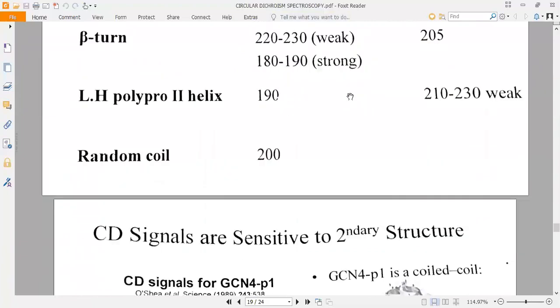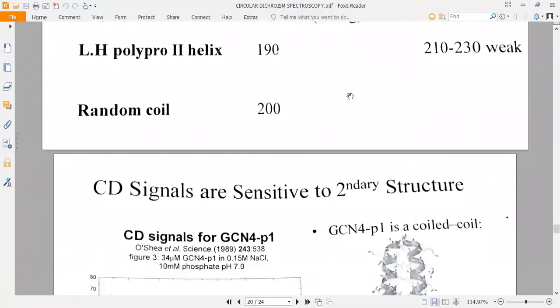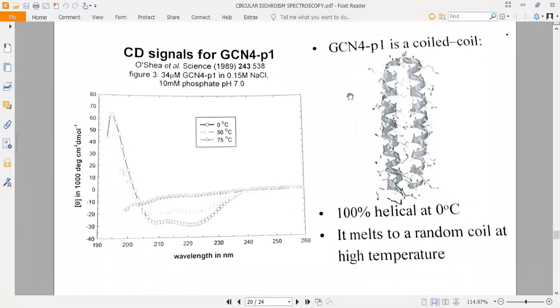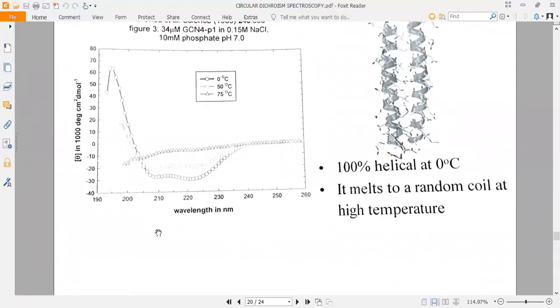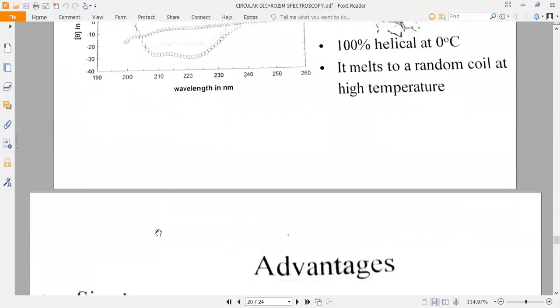किस तरह का सिग्नल मिलता है, ये कुछ एग्जांपल्स आपको दिखाए हैं. Coiled coil है, 100% helical at 0 degrees centigrade. It melts to a random coil at high temperature. और ये डिफरेंट है, किस टेम्परेचर पे उस पे क्या असर आ रहा है. This is one protein, GCN4-P1. This is published in this paper, और उन्होंने उसका स्ट्रक्चर CD सर्कुलर डाइक्रोइज्म स्पेक्ट्रोस्कोपी से फॉलो किया.